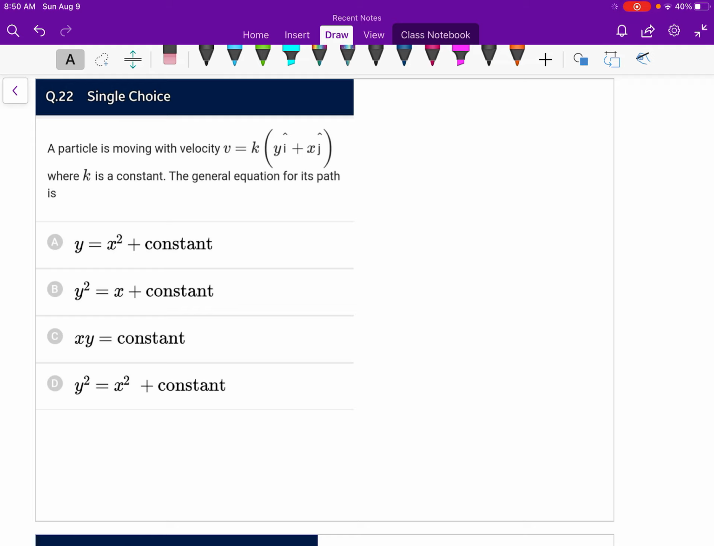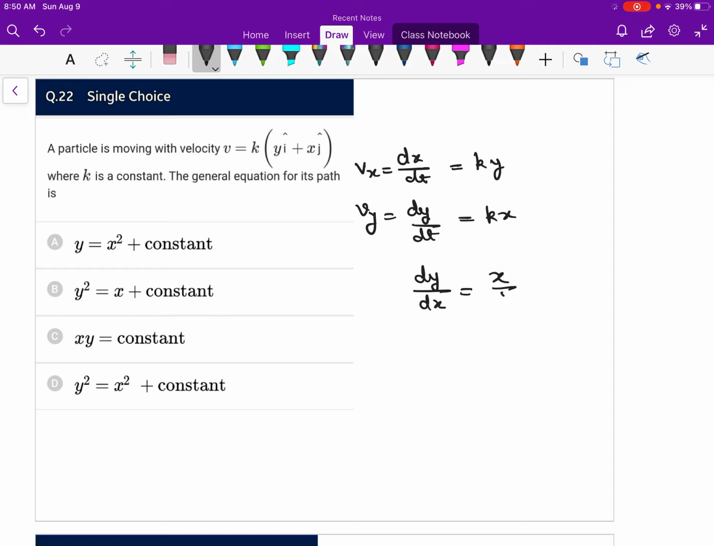A particle is moving, and the general equation for its path is asked. Vx is dx by dt, and that is equal to ky, and Vy is dy by dt, that is equal to kx. Now let's divide these two. So dy upon dx is x upon y, so y dy is x dx. Integrate both sides. So y squared is x squared plus a constant, so D is the correct option.